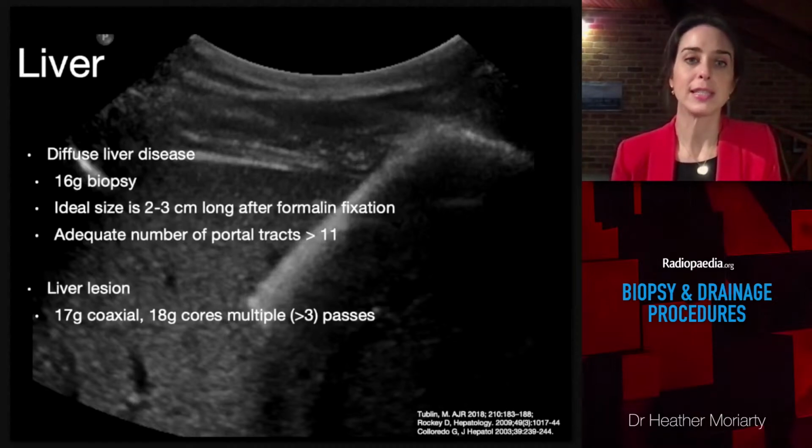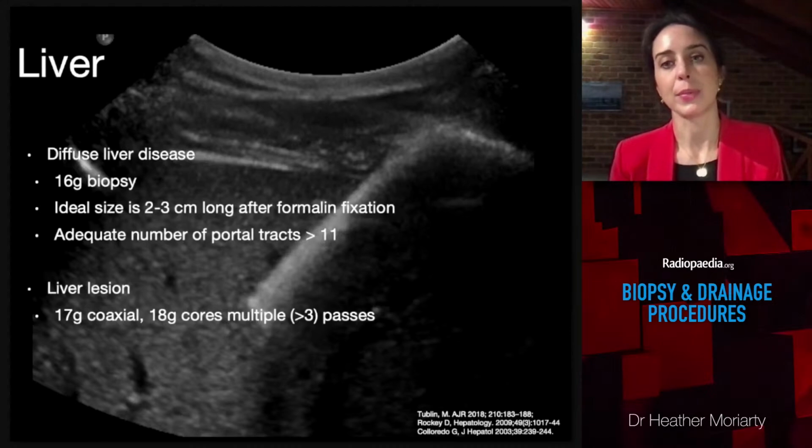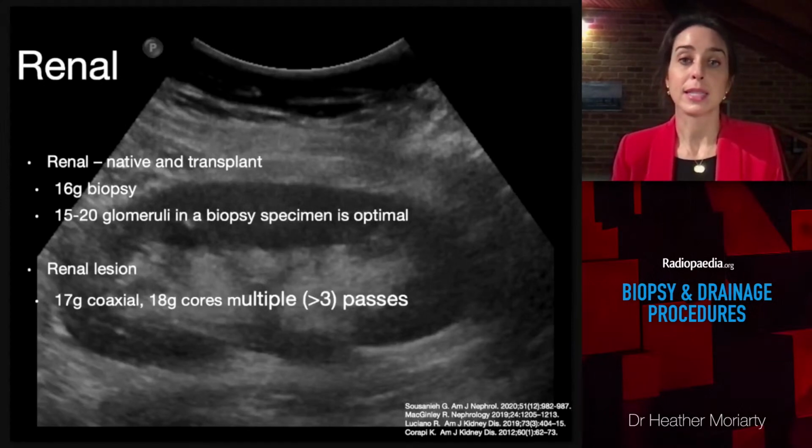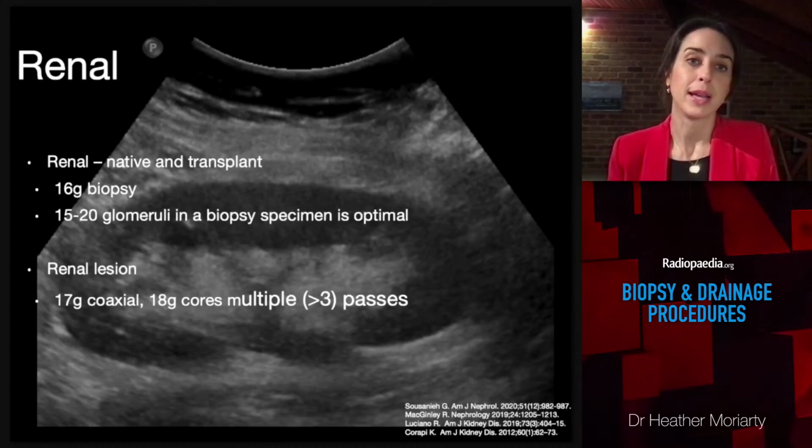For focal lesions, on the other hand, I use a co-axial technique and take multiple passes with the biopsy needle, generally 4 or 5 passes. For a non-targeted renal biopsy, the diagnostic yield is usually dependent on the number of glomeruli per specimen. At least 10 glomeruli is generally required for an adequate specimen, but more is preferable if the disease is focal in nature to reduce the risk of the pathology being missed.